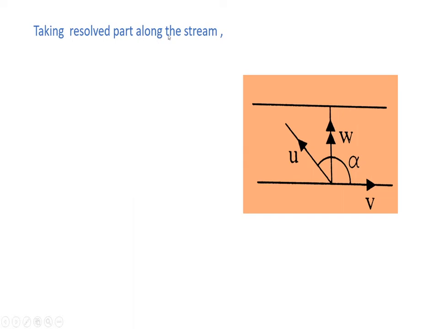Taking the resolved part along the stream, v cos 0 degree plus u cos alpha equals w cos 90 degree. Here v makes angle 0 degree with v, so v cos 0 degree. u makes angle alpha with v, then u cos alpha. w makes angle 90 degree with v, then we get w cos 90 degree.